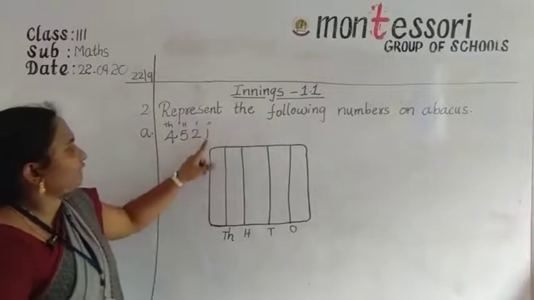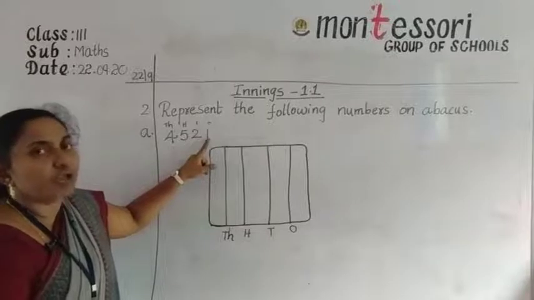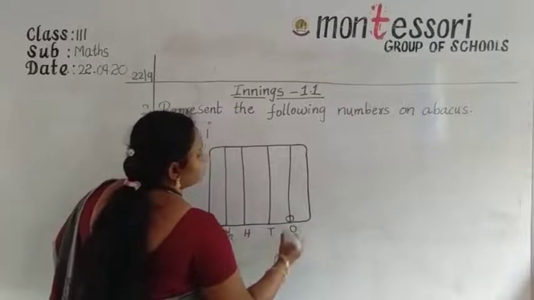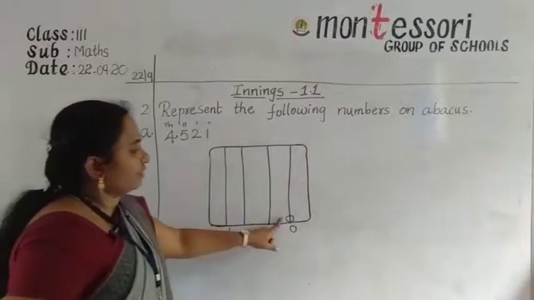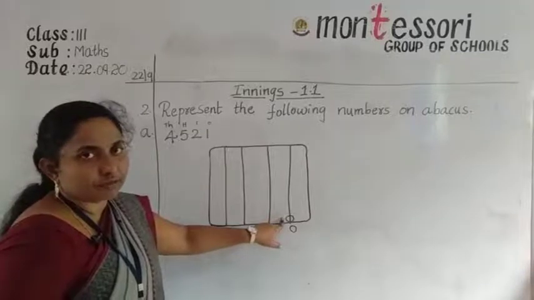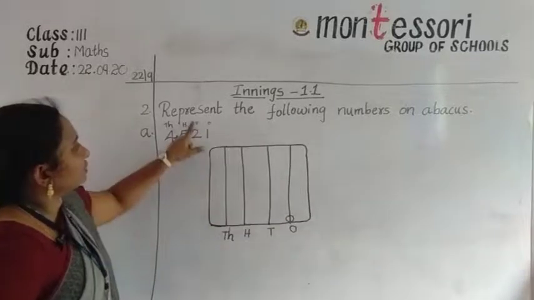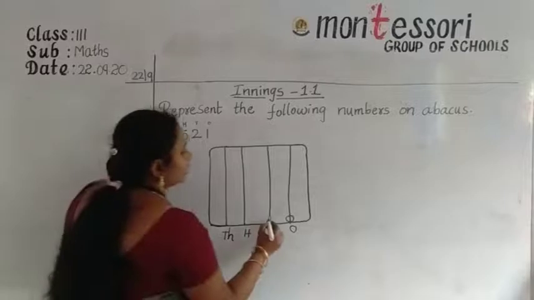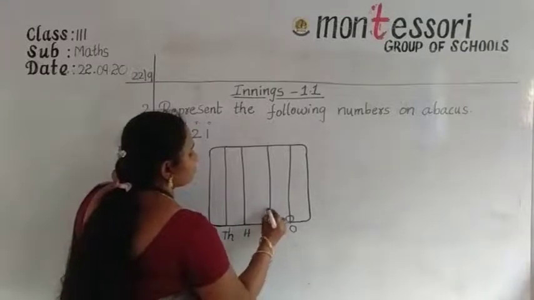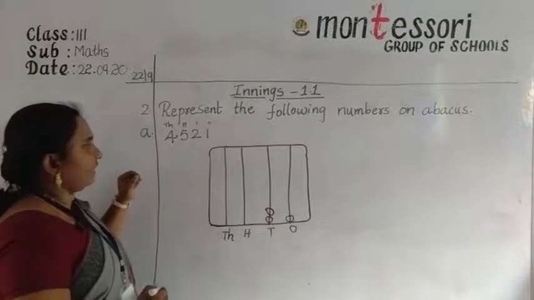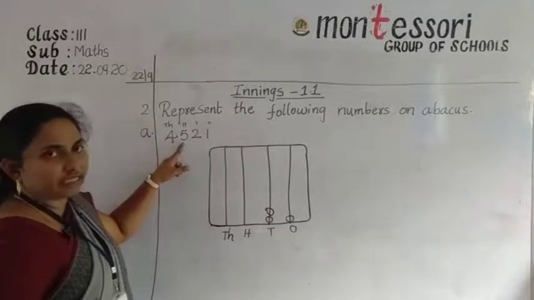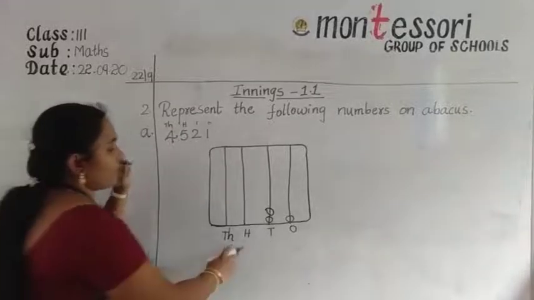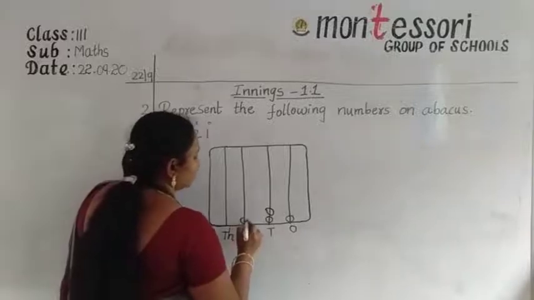Okay. Now in the ones place, what number is there? Only 1. So now here I draw 1 bead. Okay, understood? So now these beads you can draw with pen. Next. In the tens place, what number is there? 2. So now here draw 2 beads. Understood? Next. In the hundreds place, which number is there? 5. So now I draw 5 beads in the hundreds place.